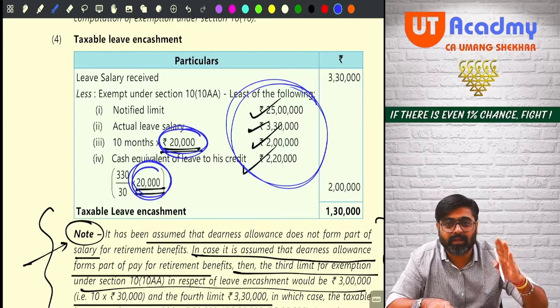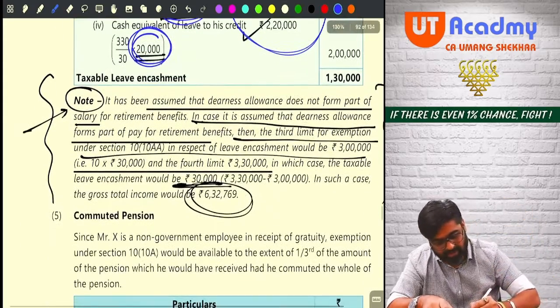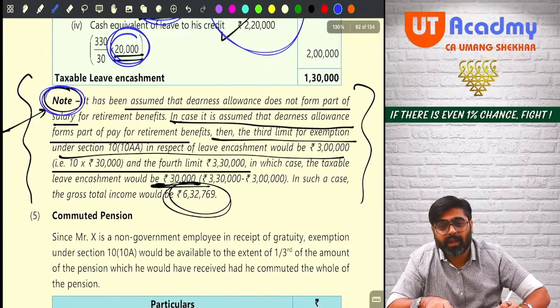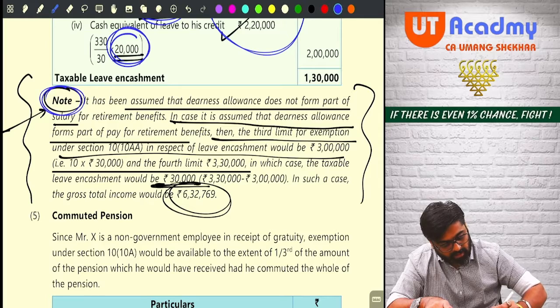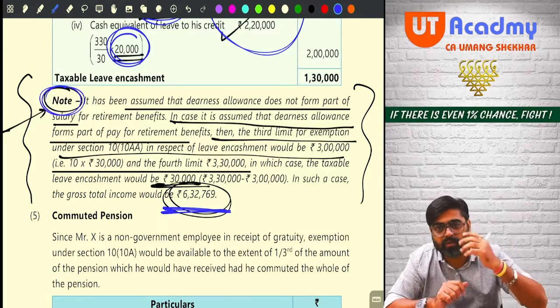And they are saying that DA is not in terms, we are assuming. And in the note, they are saying alternatively, the DA can be assumed as in terms, and in that case, the gross total income will be 6,32,769, which we have already calculated.